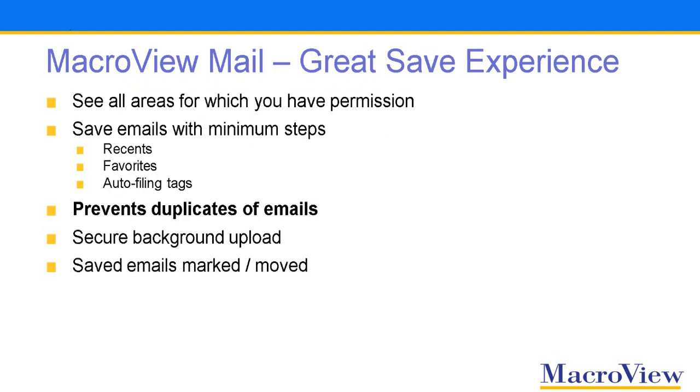The resulting emails are named in order to prevent duplicate copies in case other recipients attempt to save the same email. The save is performed securely in the background, and the newly saved emails are marked, and if you wish, they can be moved automatically to a new folder in your Outlook environment.